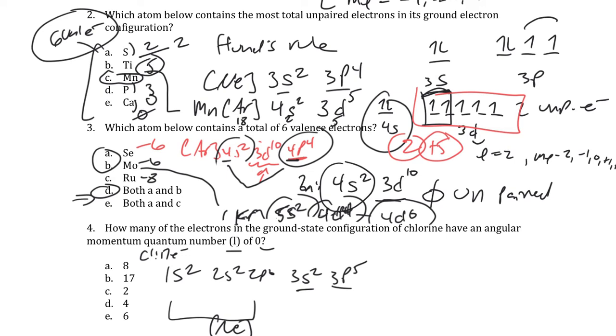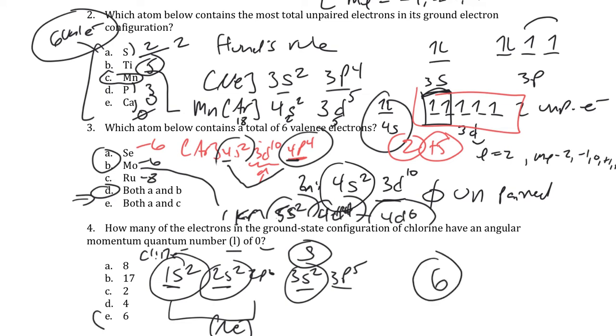Well, an L of 0 is the s. So that's an s orbital. And so we have a 1s, a 2s, and a 3s. So this is kind of a trivia question. For this atom, 3 of its orbitals are s orbitals, and there are 2 electrons in each of those. So how many electrons in chlorine have an angular momentum quantum number L of 0? The answer would be 6. So it'd be the 1s2, the 2s2, the 3s2. These questions are really connecting configurations to quantum numbers, and then just asking a trivia question.